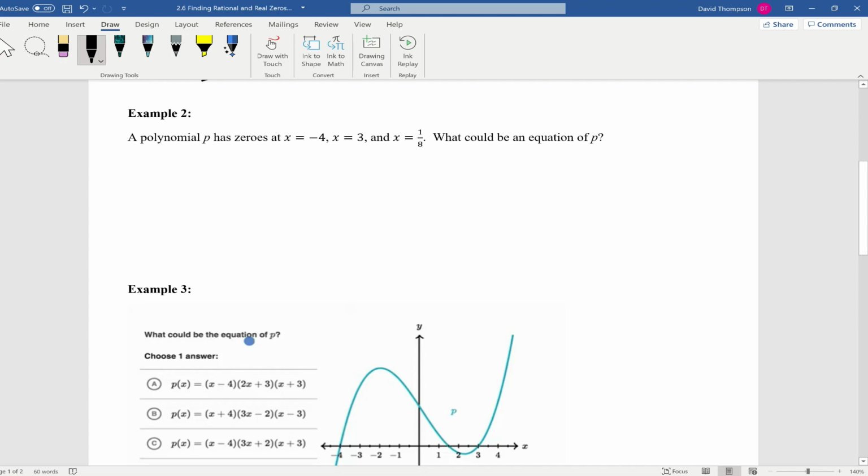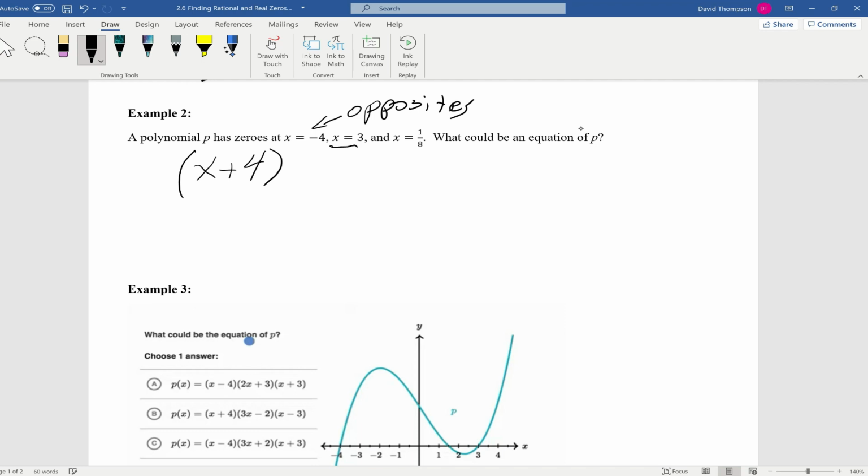Example 2. A polynomial p has zeros at x equals negative 4, x equals 3, and x equals 1/8. What could be an equation of p? So if we know p has a zero at negative 4, we have to think x plus 4, because we want to think opposites. We think about zeros, just like we did in the last problem where we had to solve. We want to think opposites.